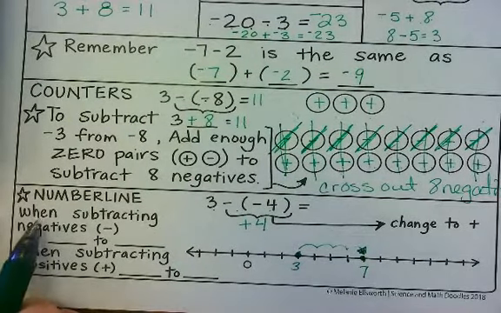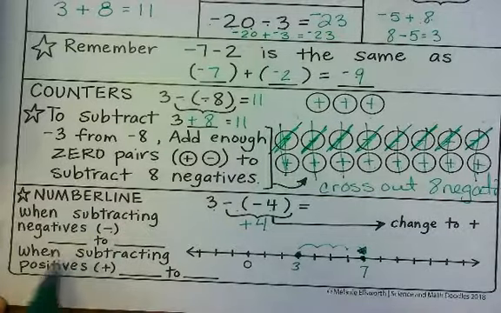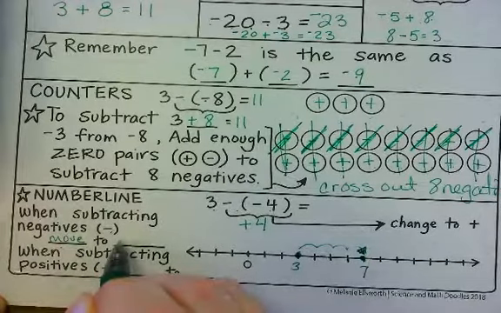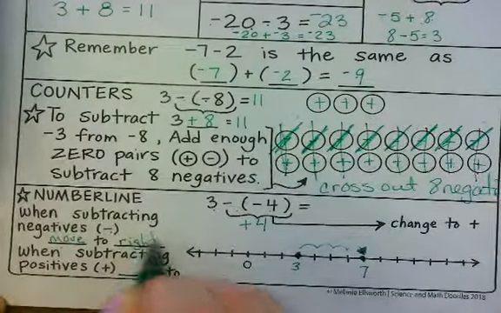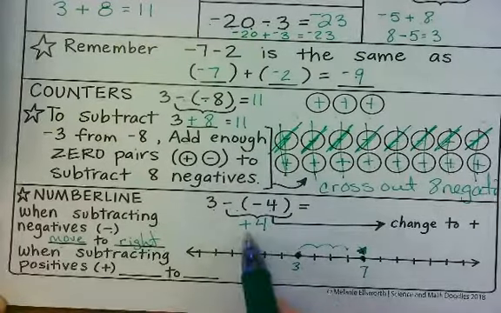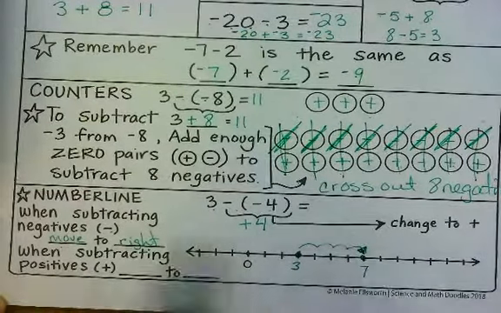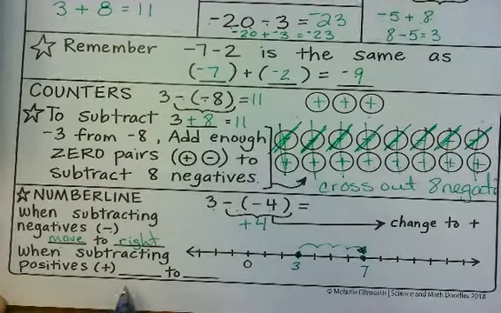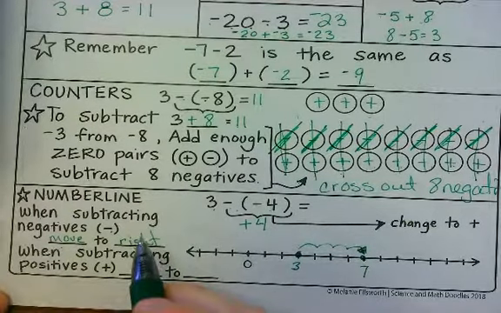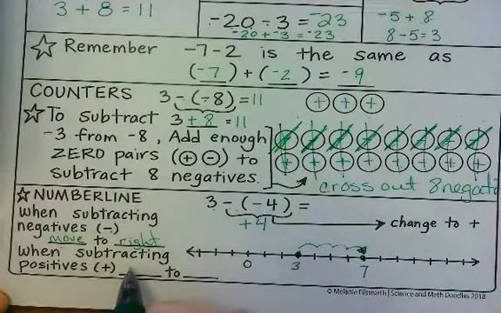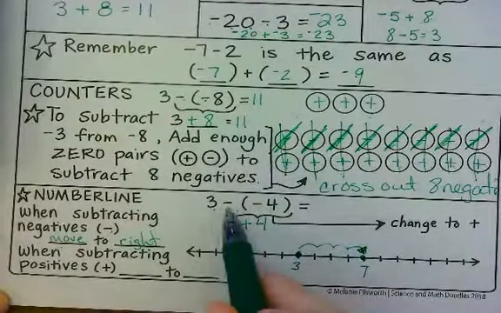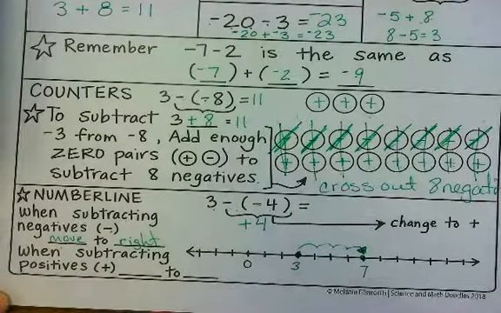Okay, this puts me at 7. And then when I look at this over here, this is when subtracting negatives, we want to move to the right, because subtracting a negative we're actually going to add, so we move to the right. When subtracting positives, we move to the left. So basically what that means is if I subtracted 4, I would go left. But since I'm doing a negative negative, it's the opposite of a negative. So I go to the right.